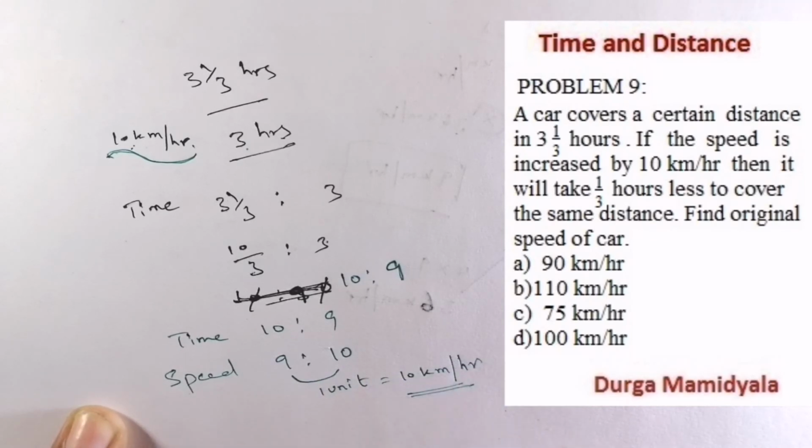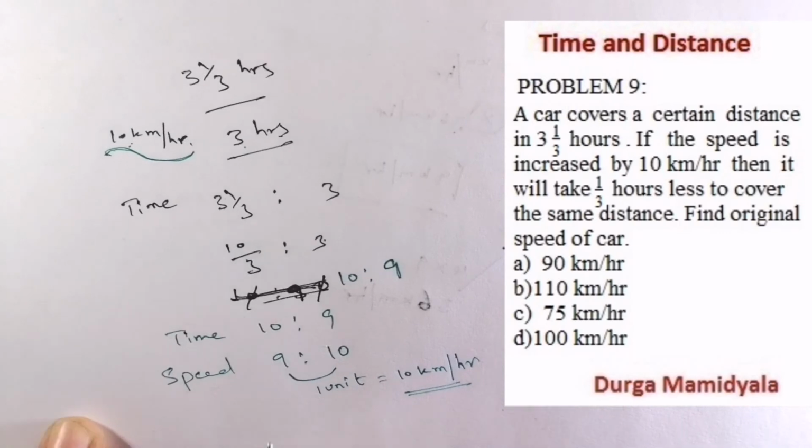It is equivalent to 10 kilometer per hour. Right? Then in the question, what they have asked? They have asked the original speed of the car. So we know that 1 unit is 10 kilometer per hour. What is its original speed? It is 9. So automatically the answer is 9 into 10 kilometer per hour. It is equivalent to what? 90 kilometer per hour. This is our answer.